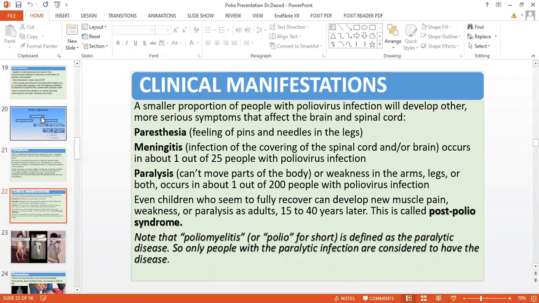Clinical manifestations: a small number of people with poliomyelitis will develop other more serious symptoms that affect the brain and spinal cord, which may include paresthesia, meningitis, and paralysis. Even children who seem to have recovered fully from the disease or paralysis, when they grow up, like 15 to 18 years later, may develop new muscle pain, weakness, or paralysis, and that sort of situation is labeled as post-polio syndrome. And poliomyelitis is defined as a paralytic disease. Only people with paralytic infection are considered to have the disease.